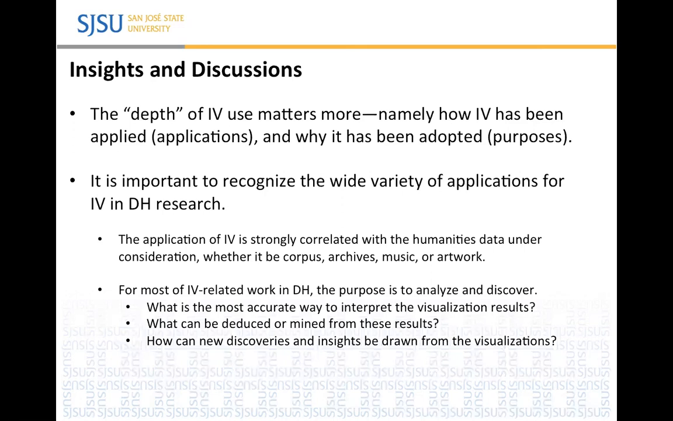And also, the content analysis results demonstrate that the purpose of most of the information visualization related work in the digital humanities is to analyze and discover. So academic librarians should also be able to envision the visualization result through a more analytical lens. So what is the most accurate way to interpret the visualization results? What can be deduced or mined from these results? And how can new discoveries and insights be drawn from the visualizations?